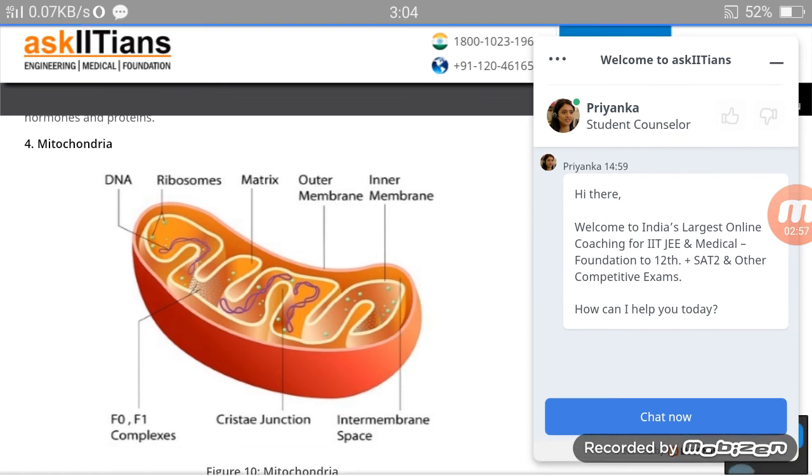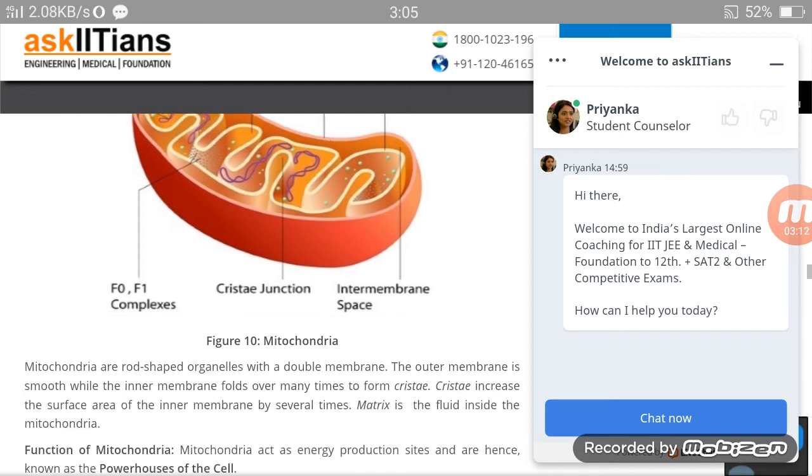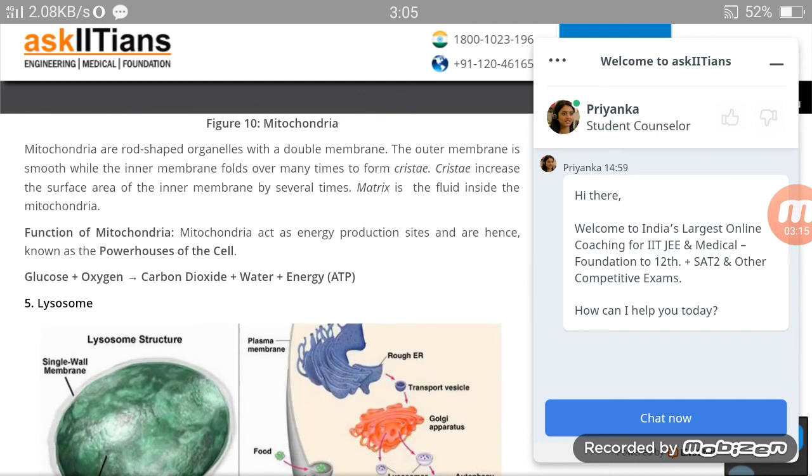mitochondria. Firstly, I would like to show you this image. You have to observe it very carefully. DNA, complexes, ribosome, matrix, membranes and junction. This was the mitochondria, and now we will study it in a bit more detail.